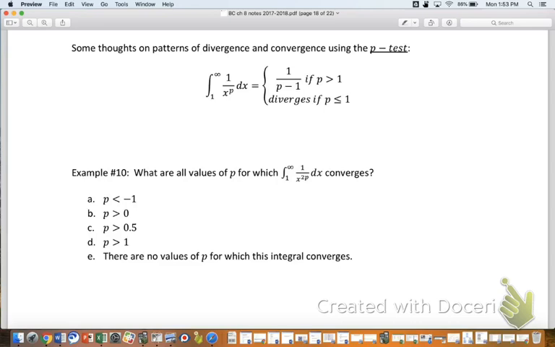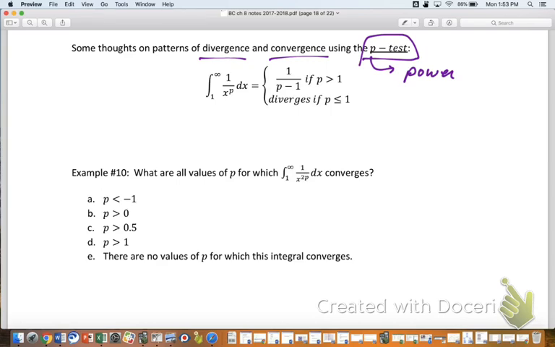So some general thoughts on divergence and convergence using what we call the p-test. This is where some people snicker, like, p-test, ha ha ha, I get it. If we can get that out of the way, that'd be lovely. The letter P in this one stands for power. That's why they use the letter P. Call it the power test if you want, but everybody calls it the p-test.